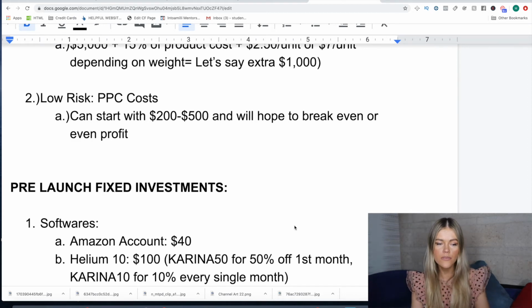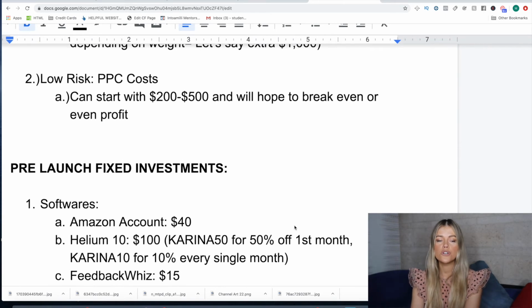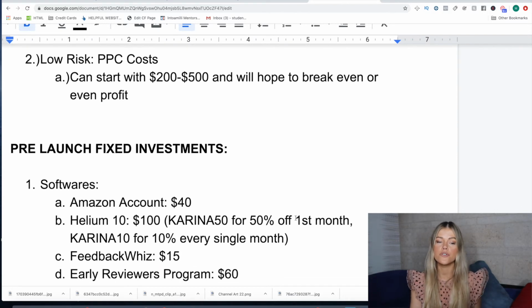Then there is Feedback Whiz, which the lowest plan is $15, and you need this because it's going to send out automatic emails to your customers, so you won't have to type them out yourself. Very automated, very easy, and that's how you get more reviews too. Then there's the Early Reviewers program, which I always tell my students and everyone else to join. It's $60 for Amazon to help you get your first 5 reviews. Also super helpful.